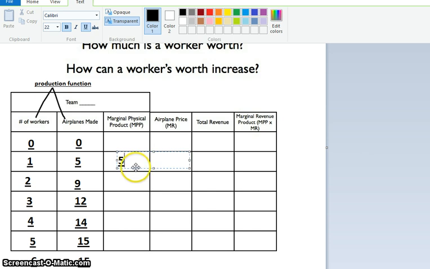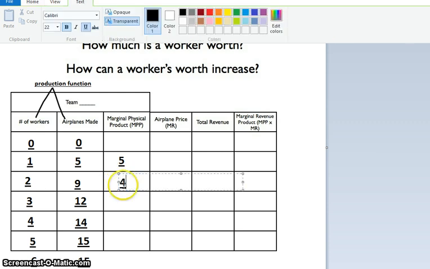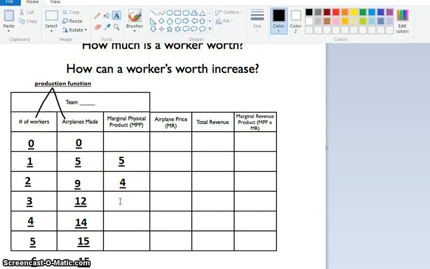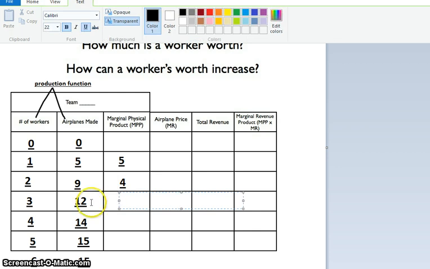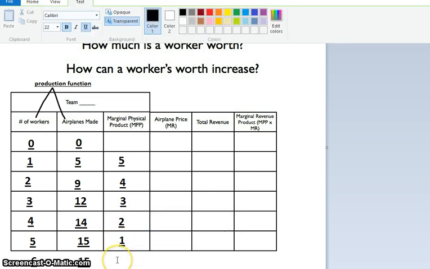All right. Now, the second worker made how many? How many did they contribute? It's not 9. They didn't contribute 9. The first worker did 5. The second worker did 4. And the third worker, it's not 12. How many additional airplanes was he or she responsible for? Well, before they made 9, now they make 12, so that's 3. And then if you hopefully get the hang of it, 2, 1, and then this guy didn't contribute jack.